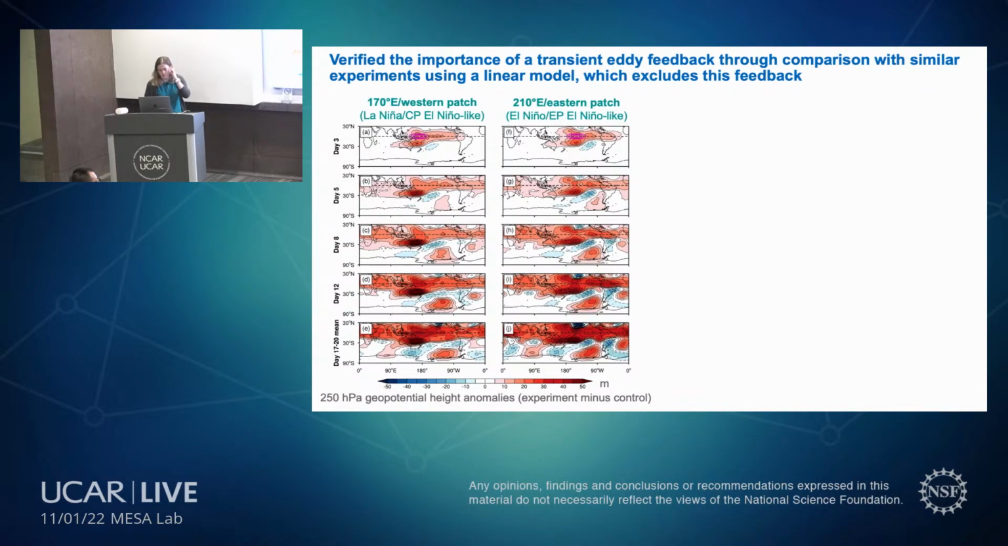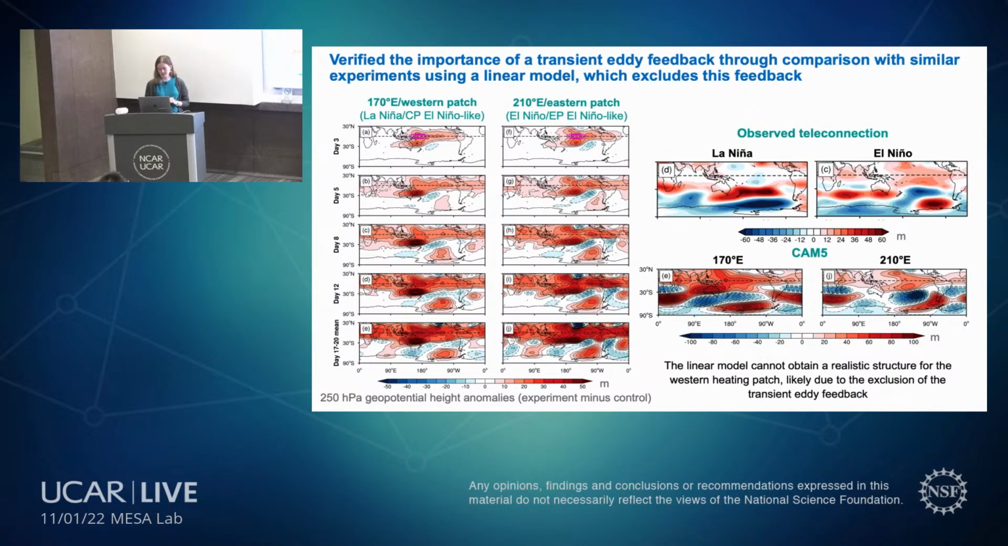And as I mentioned before, with these linear model experiments, we verified the important role that this feedback plays in promoting this asymmetry between Western and Eastern located heating anomalies by conducting similar experiments in a simple linearized model. So here we impose heating again in the same longitudes as we did with CAM5 and explore the evolution of the response for 20 days.